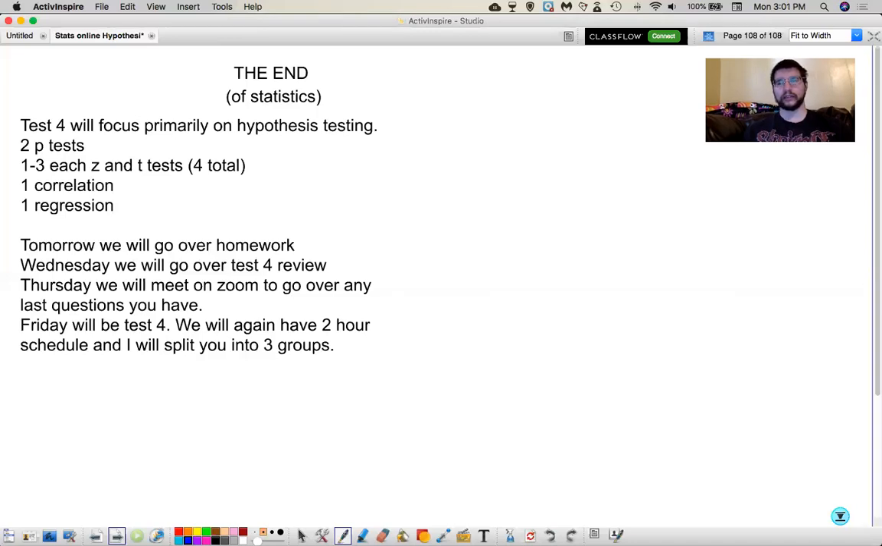Tomorrow we're going to go over the homework that is already posted in Google Drive. Wednesday we're going to go over the test 4 review, and we should finish it Wednesday. Thursday, if anybody has any extra questions or couldn't for some reason be there on Wednesday or Tuesday, then I guess they can ask questions then. Friday's the test. We've already got it scheduled. It's going to be between 10 and 4. No one told me you weren't available, so make yourself available. I'm going to split you in 3 groups this time so I can more easily monitor you. I'll have those groups out shortly. I'll post them on the line chat. And that's it, people. That's the end of statistics.